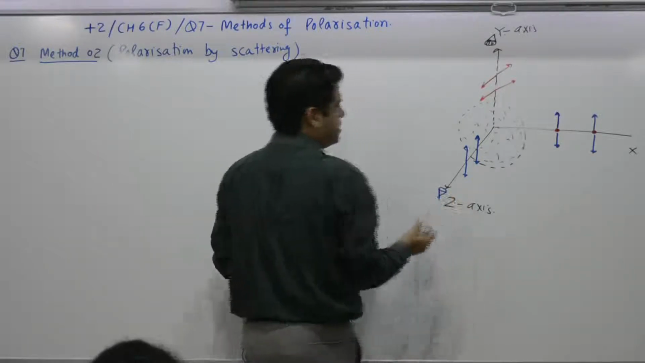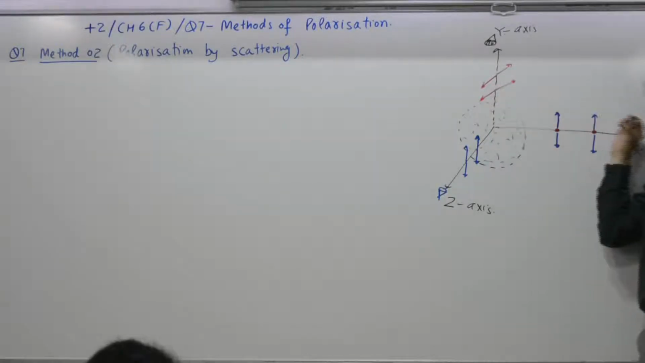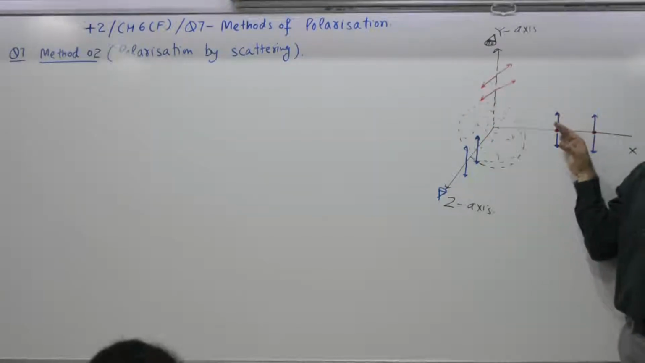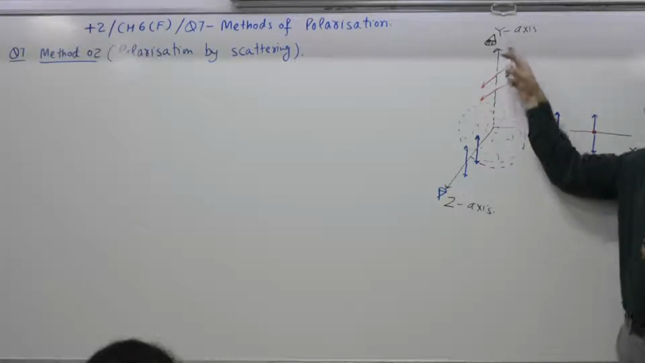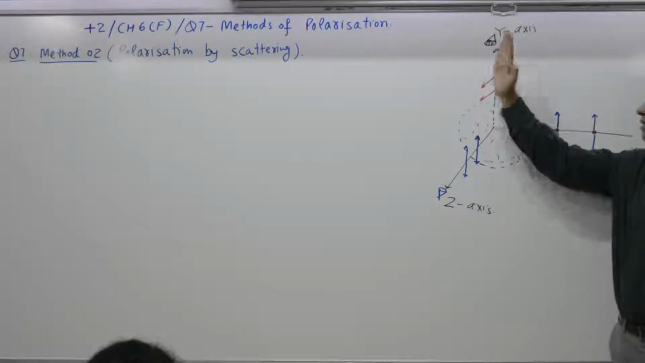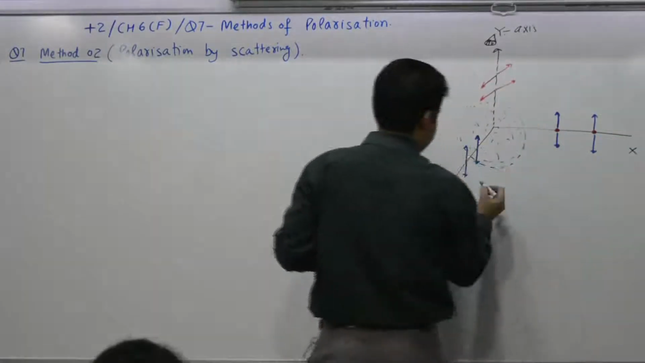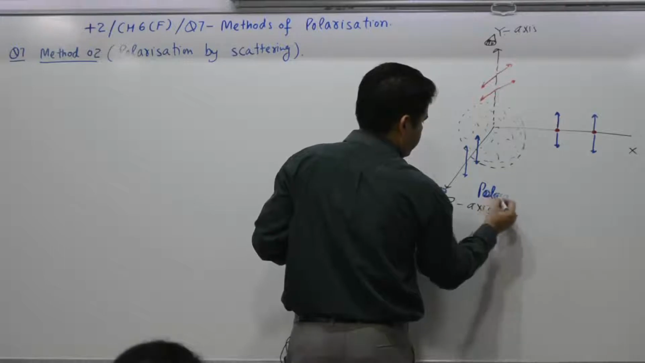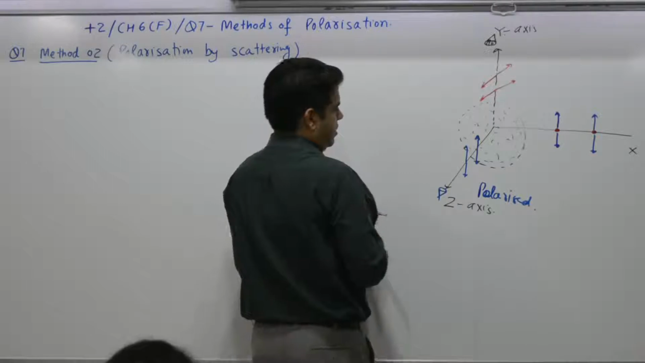What I want to convey is that if there is unpolarized light hitting this cloud of particles comparable to the wavelength of light, they absorb and re-radiate. These observers, those perpendicular to this axis, that means in which plane? YZ plane. These observers will find the light to be, yes, polarized. This light is also polarized.